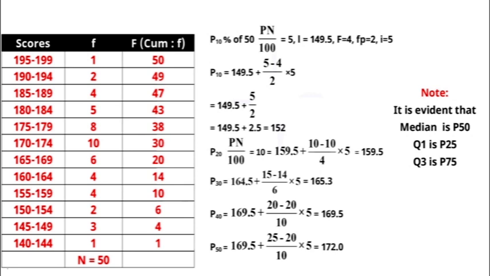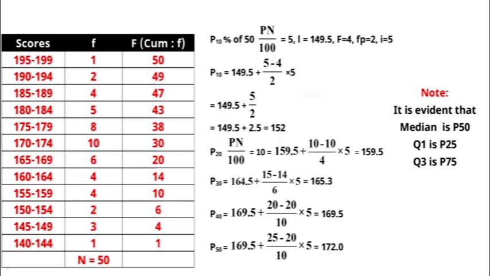So, first of all you will calculate the values of the cumulative frequencies. Now, you want to calculate P10, for example. First calculate the value of Pn upon 100 minus F, as you see in the formula. Now, you are to calculate this value, Pn upon 100.